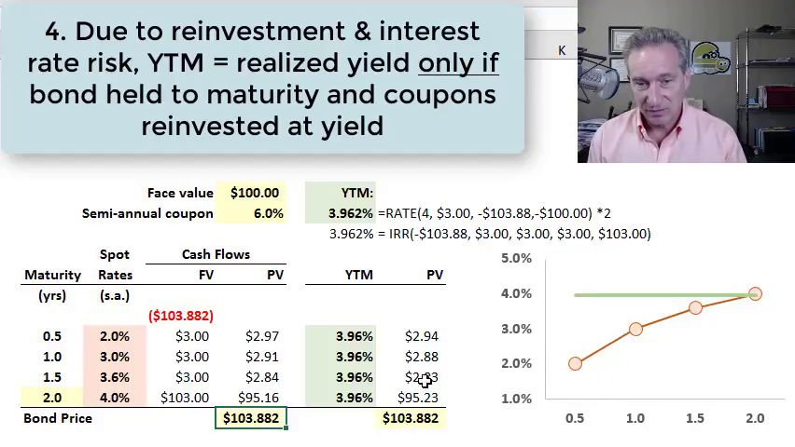So that fourth point is that yield to maturity will not be the realized return unless we hold to maturity and we reinvest the coupons at the same yield to maturity. So I hope that's helpful.